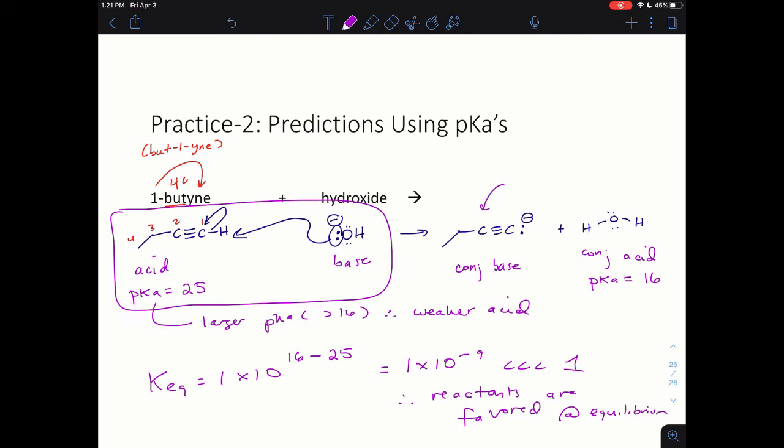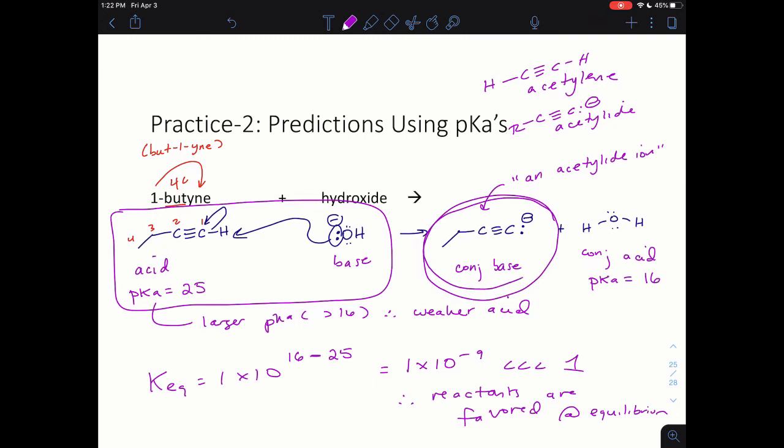So this conjugate base is called an acetylide ion. This is acetylene. Acetylide would be the anion. So the conjugate base of 1-butene is just a variation of an acetylide ion. It's substituted, right? It has an R group instead of an H. All right.